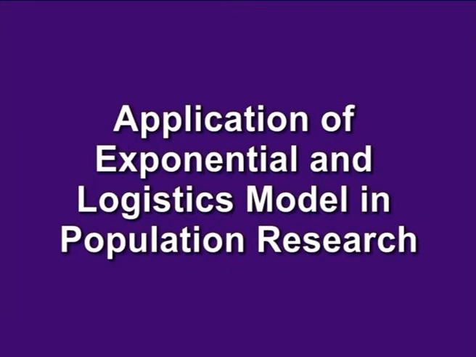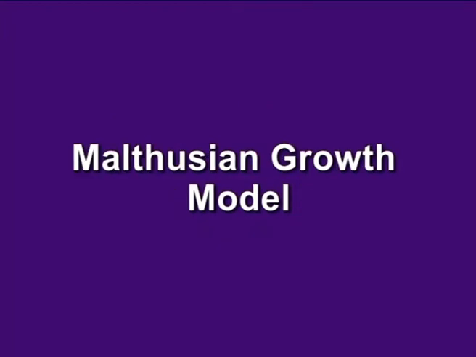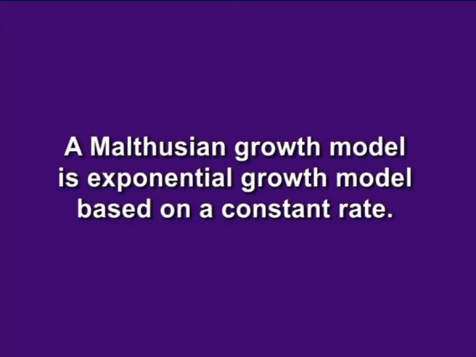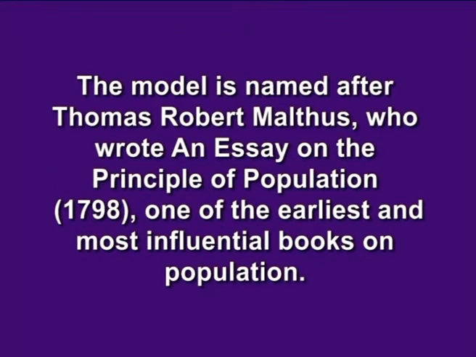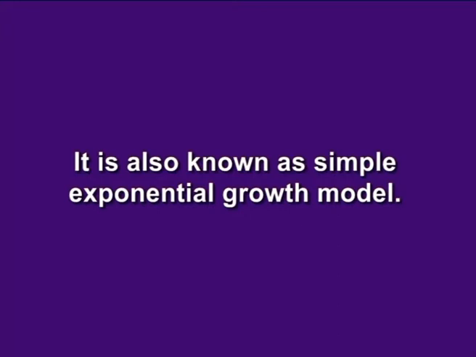Next, application of exponential and logistic models in population research. First one is the Malthusian growth model. A Malthusian growth model is an exponential growth model based on a constant rate. The model is named after Thomas Robert Malthus, who wrote an essay on the principle of population in 1798, one of the earliest and most influential books on population. It is also known as the simple exponential growth model.